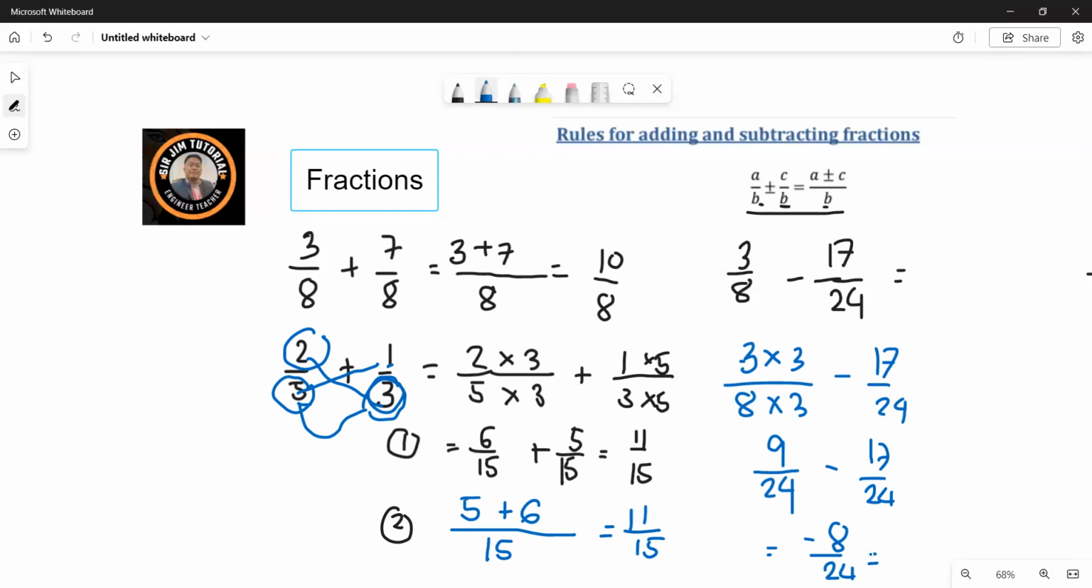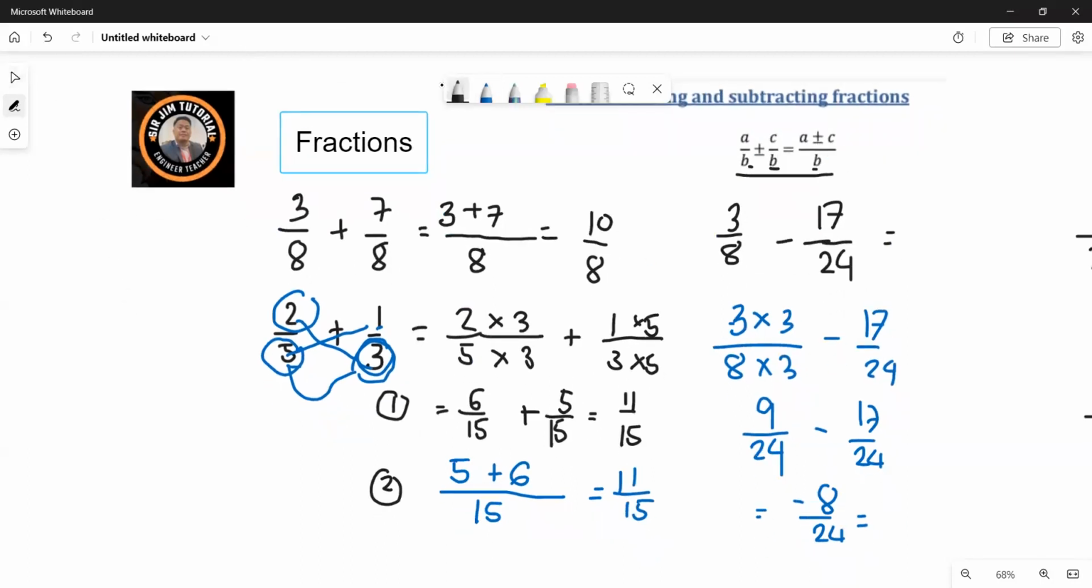What is the equivalent fraction? You divide the numerator by 8, and the denominator is also divided by 8. So you have negative 1, and then 24 divided by 8 is 3. So you have negative 1/3.